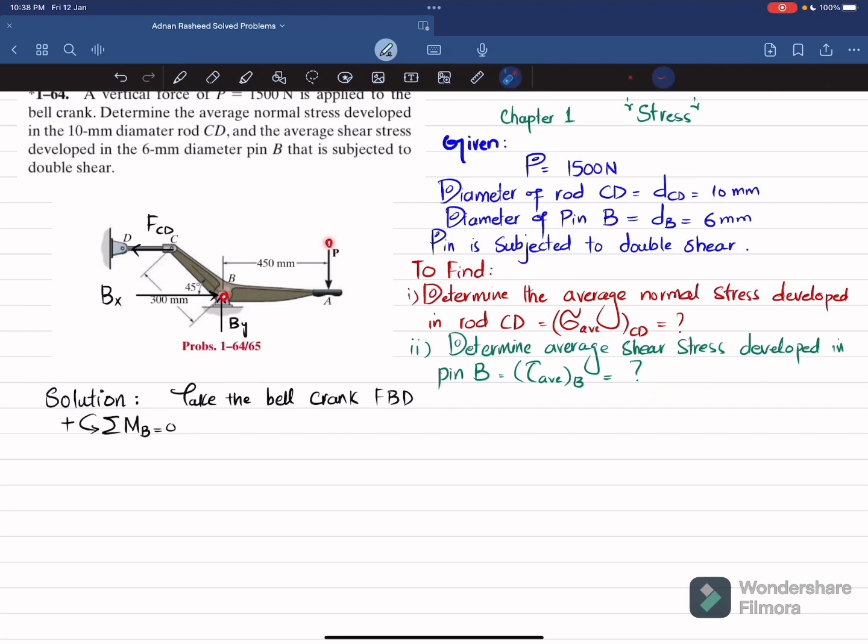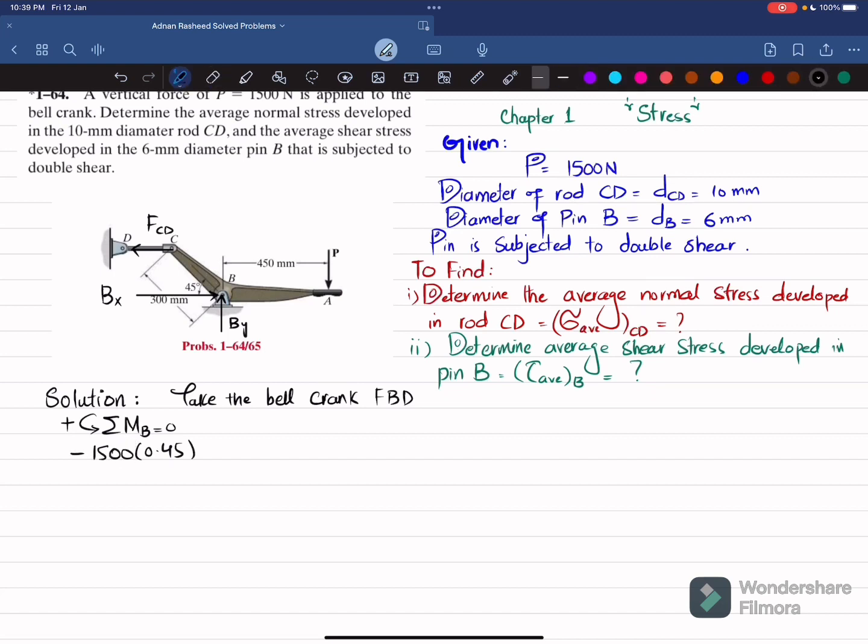So about point B, the first moment will be P into the perpendicular distance, which is 450, and this is producing clockwise rotation, so it will be negative. We will convert this 450 millimeter into meter, which is 0.45 meter. So P into 0.45, and I will also put the value of P, which is given as 1500.